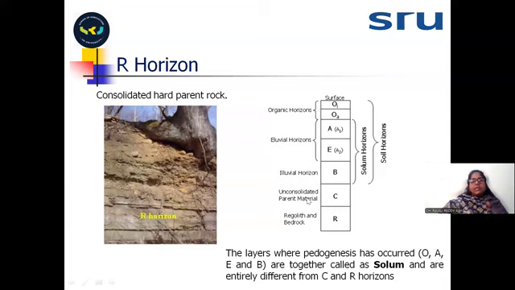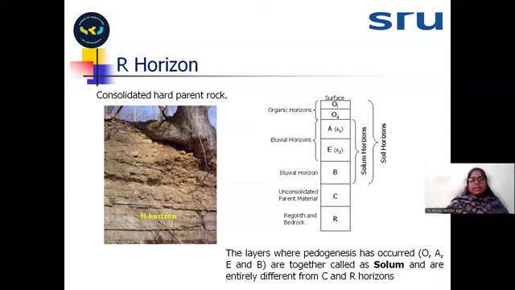Okay. So here some points you have to remember. The sequence of the horizons is very important: O, A, E, B, and C. All these together is known as soil profile. A plus B plus C horizons is known as regolith. Only A plus B horizons without C horizon is known as solum.